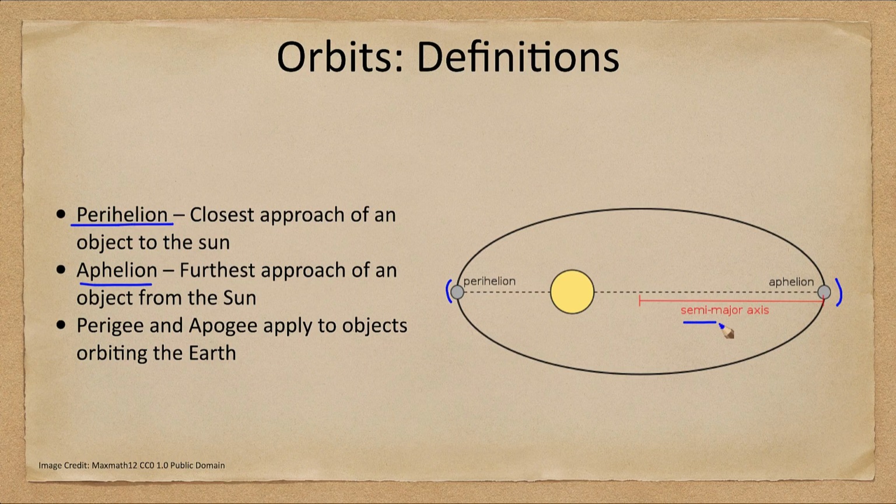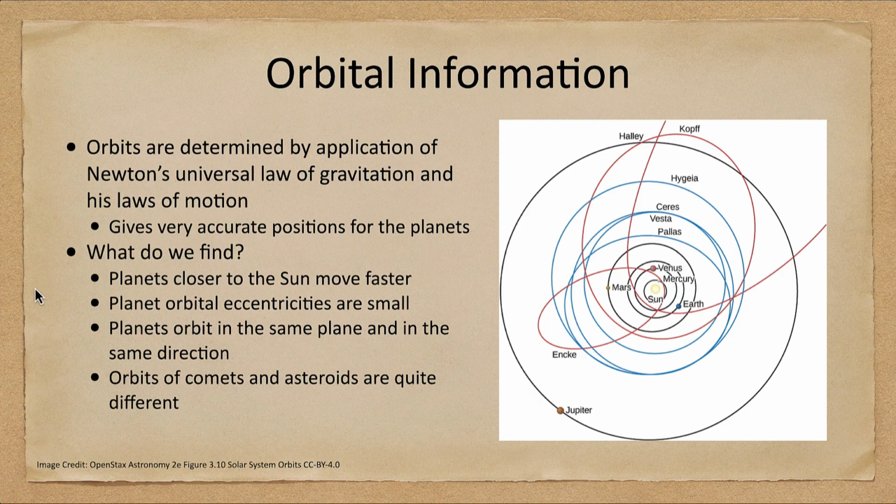Now we also see the semi-major axis labeled here. That is half the major axis, across the longest diameter of the ellipse. Now we use aphelion and perihelion. Note the helio section there, which means sun. So that is the closest and furthest approach from the sun. We can also talk about perigee and apogee if we're talking about things orbiting the Earth, such as our moon or satellites. So let's continue and look at some of this.